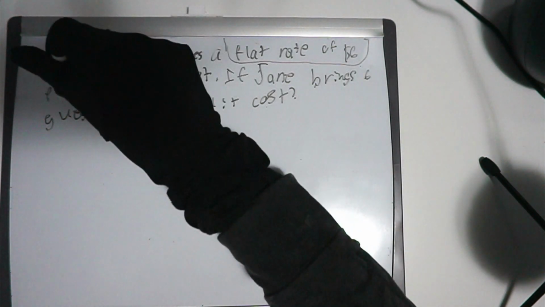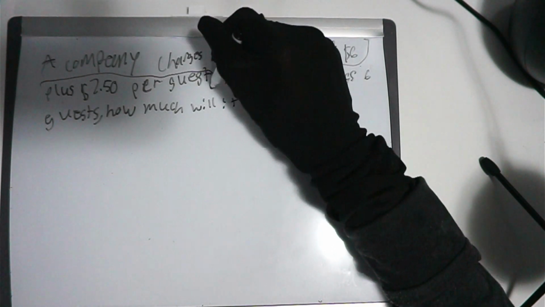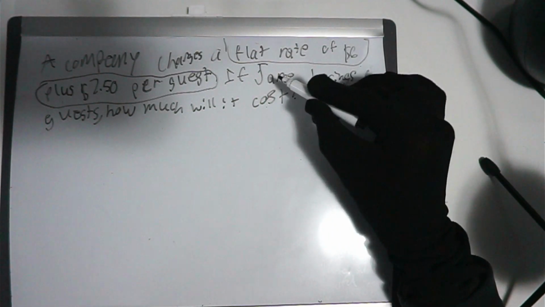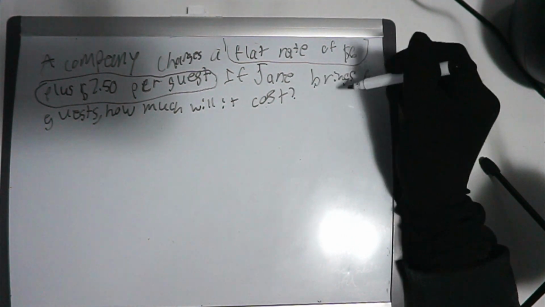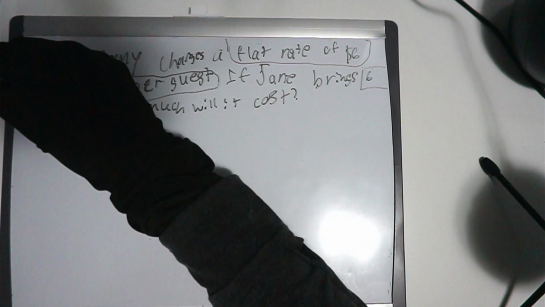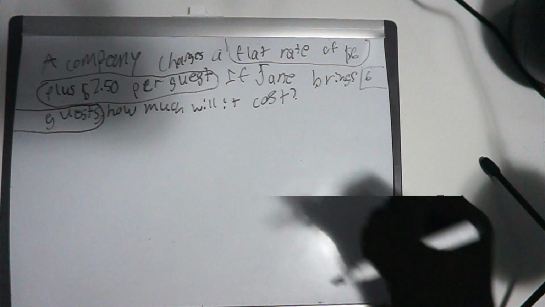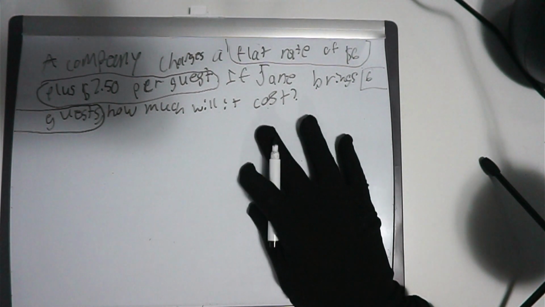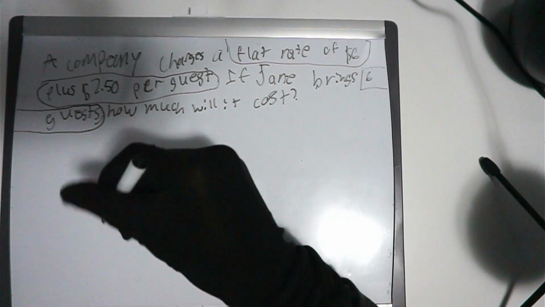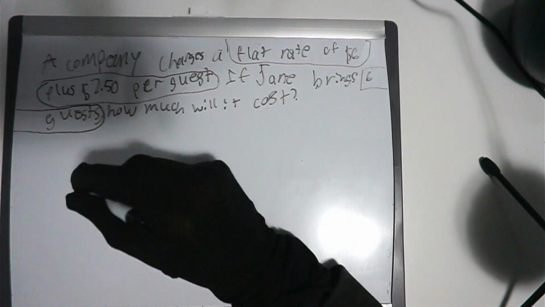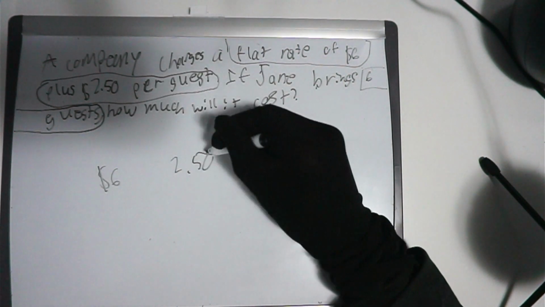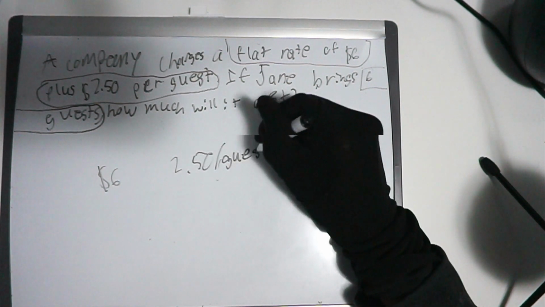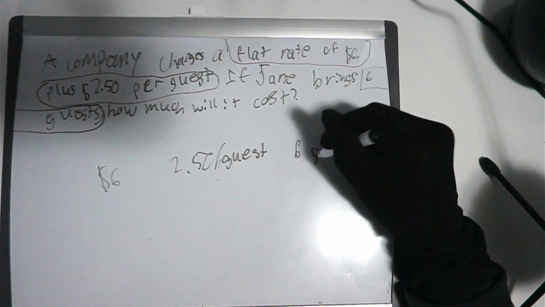Plus $2.50 per guest. So it's saying plus, which directly describes adding. If someone brings 6 guests, how much will it cost? See that. So none of the other stuff matters, other than obviously what you're trying to find, which is how much it will cost. But we know that it will be $6 flat rate, $2.50 per guest. Per guest. And 6 guests.